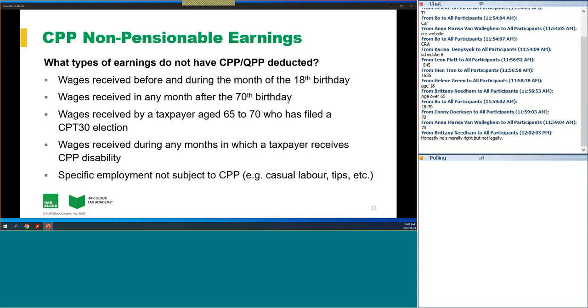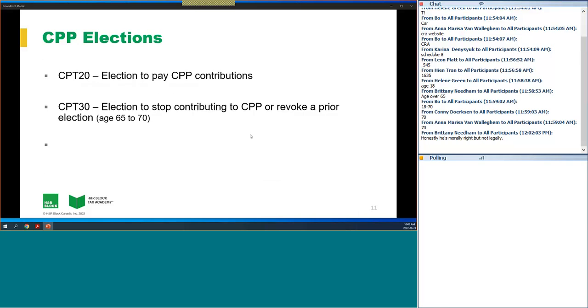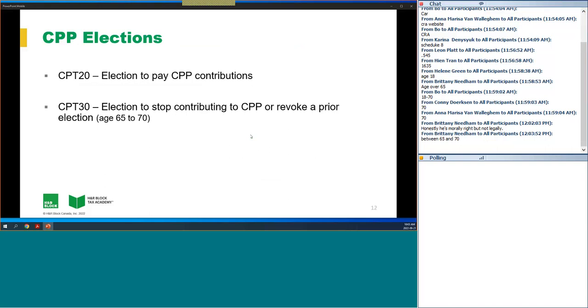So it is good to be able to explain things, but we do need to know when people have the option. Most of the time, you do not have an option. You have to pay. Let's talk about when you do have an option. So when can you choose to stop paying CPP? Or if you have stopped paying CPP, when can you choose to start?